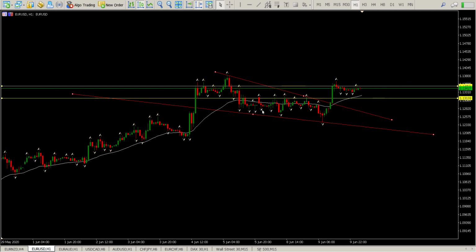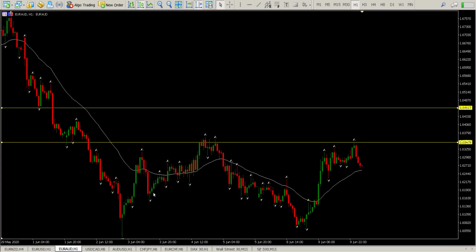Okay, now this is definitely an opportunity for long, so it's long on the pullback, or alternatively breakout, come back, retest, and start turning, then it's long on the breakout. Okay, Euro Aussie dollar.